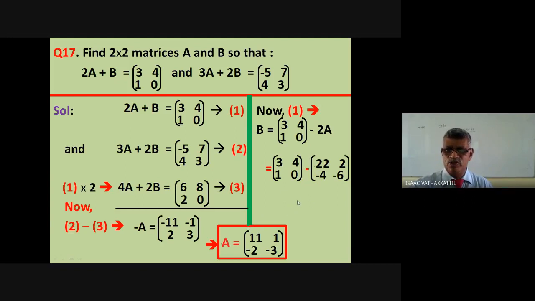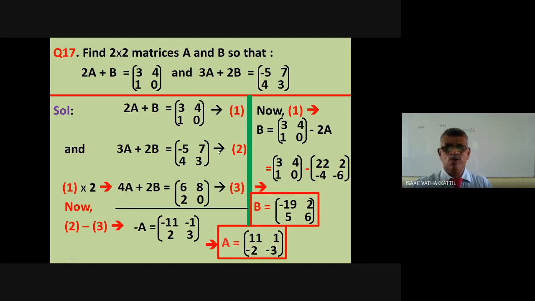3 minus 22, that is minus 19. 4 minus 2, that is 2. 1 minus minus 4, that is 5. 0 minus minus 6, that is 6. We have p equal to minus 19, 2, 5, 6. You got p.